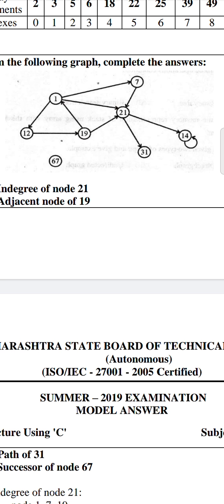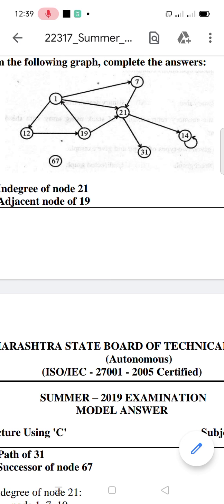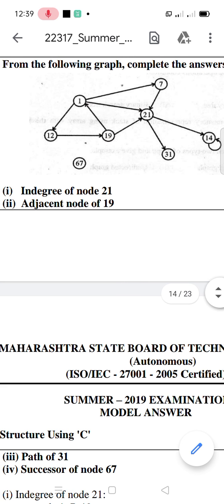Similarly, if you have a question of what is the out degree of node 21, observe node 21 again and count the number of edges going out of it. There are 2 edges going out of node 21. So the out degree of node 21 is 2. So you can easily identify the in degree of node 21 and the out degree of node 21.